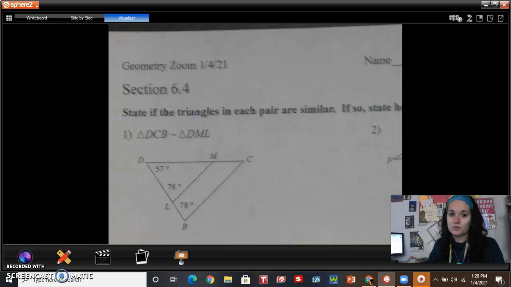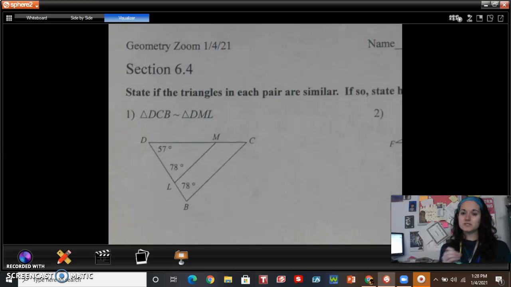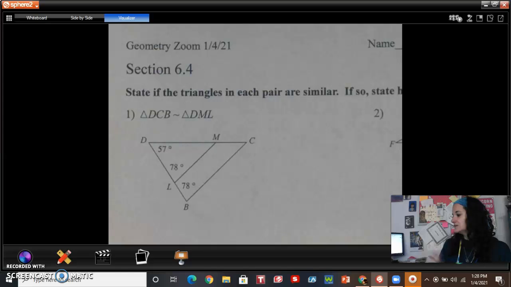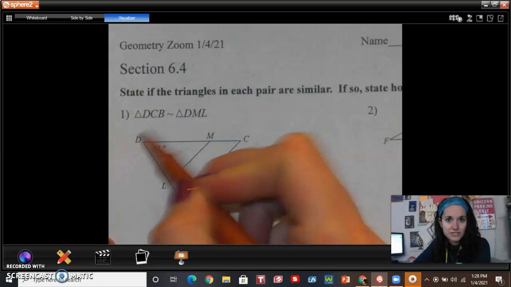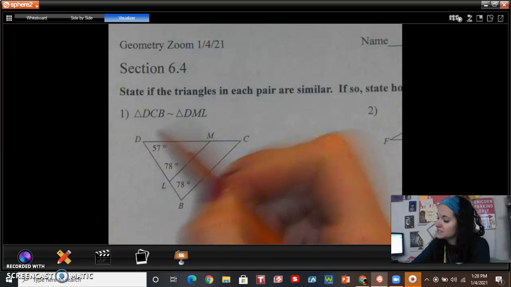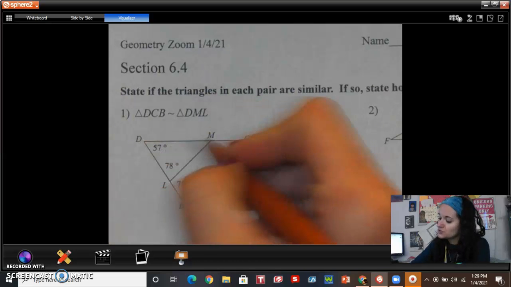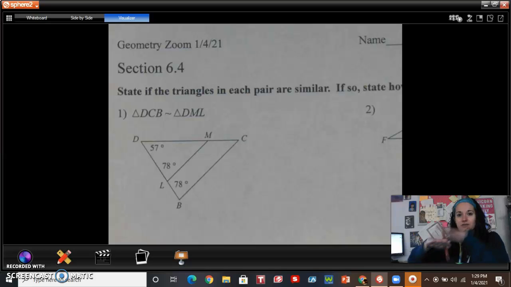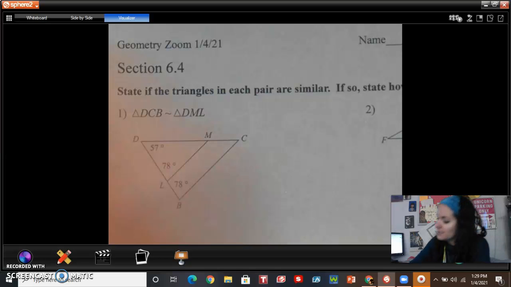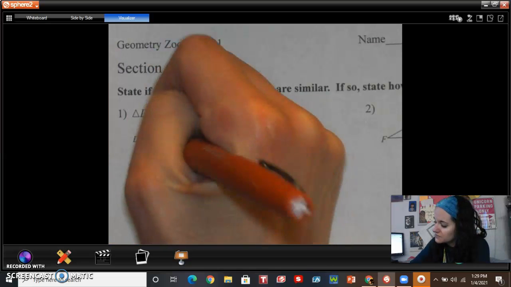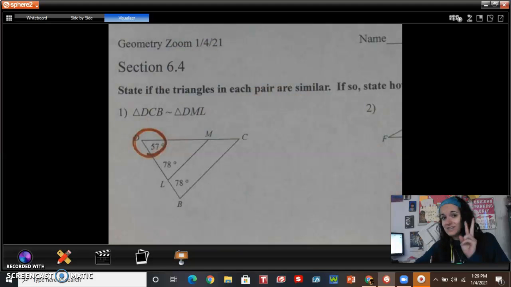First, we're going to look at number 1. The first thing I noticed is that we have a triangle on top of another triangle. You can see the big outside triangle, and then there's a small triangle laying on top of it. That means they share an angle, and that would be angle D right here, this 57. There's one of them, but remember we have to have 2.